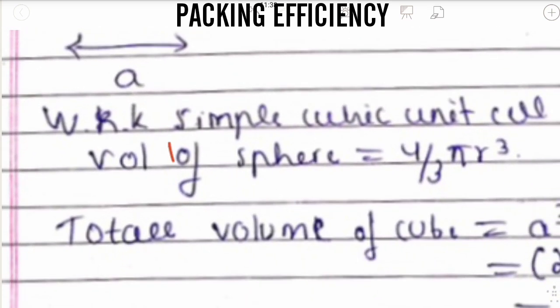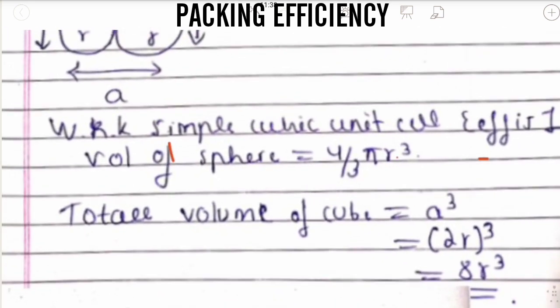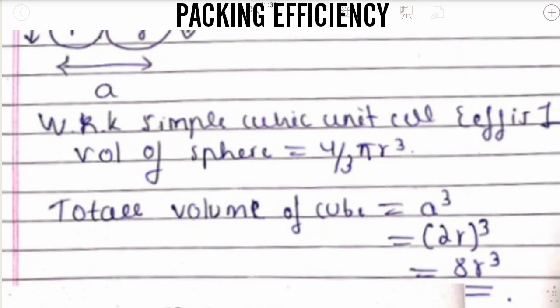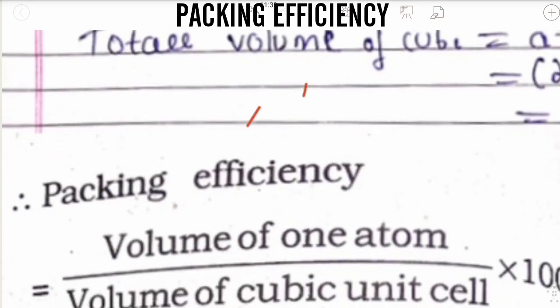We know that the simple cubic unit cell has 1 atom per unit cell, and the volume of a sphere is 4 by 3 pi r cube. Total volume of the cube is a cube, where the value of a is 2r. 2r the whole cube is 8r cube. Volume of cube is 8r cube.